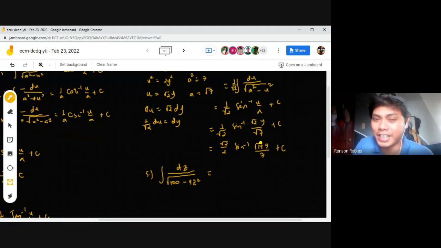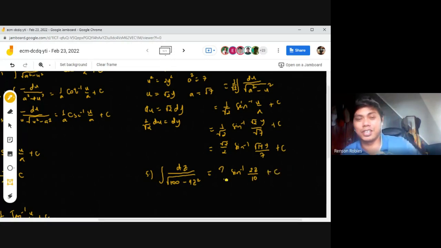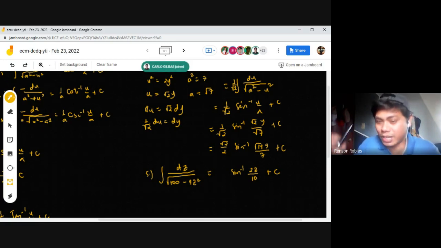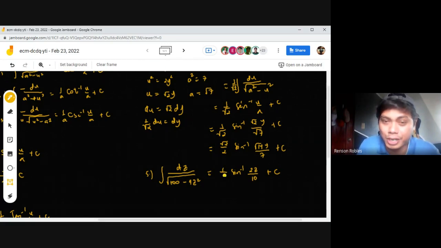So that will give you an arc sine, because 100 comes first before 4z squared. So that would be arc sine of the square root of 4z squared, that's 2z, over the square root of 100, that would be 10, all right? Plus c. The one you have to figure out is the coefficient in front. So what would that be? You just take the square root of 4z squared, that's 2z, that's 2. You take the reciprocal of that. So 1 over 2 arc sine 2z over 10. And then you can just simply get the lowest term of 2 over 10.